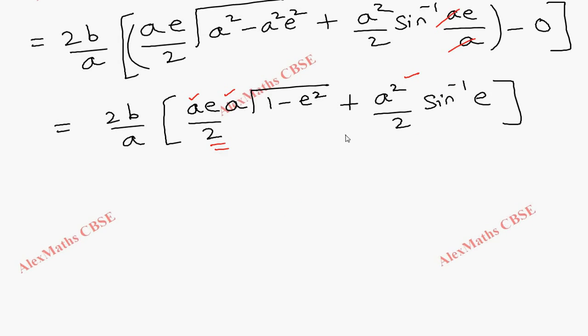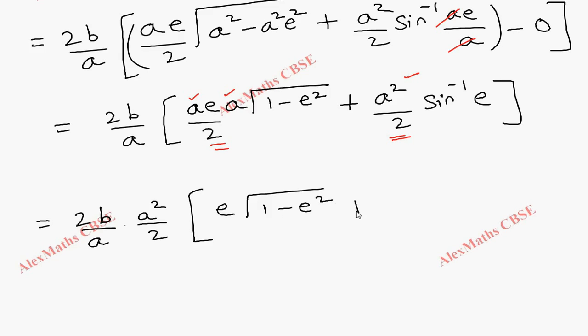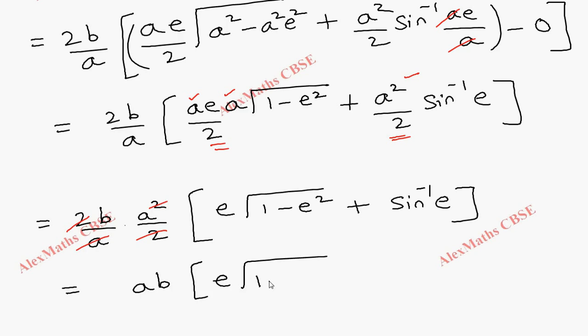square. So this a square by 2 can be taken outside the integration. So we have 2b by a into a square by 2, open bracket. So we are left with e root 1 minus e square plus sine inverse e. So outside we can cancel this 2 and 2, and a with the square. So finally the outside term is ab, then e root 1 minus e square plus sine inverse e. This much square units.